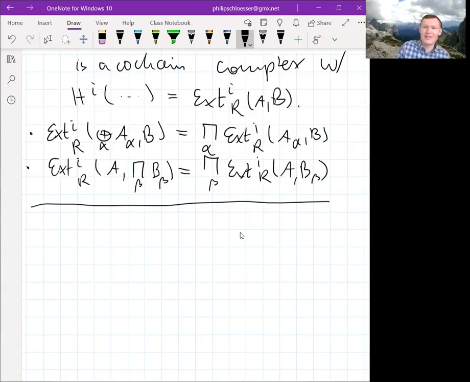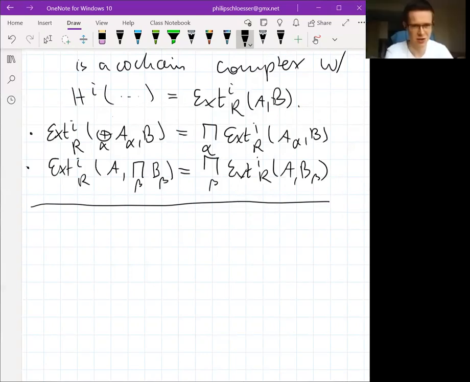The reason is that, like Hom, Ext is contravariant in the first argument and covariant in the second argument. So it's a functor defined on R mod opposite Cartesian product with R mod. Coproducts are turned into products in the first argument, and in the second, products are turned into products.